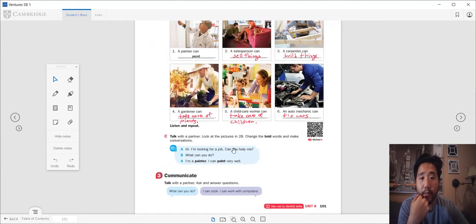So let's do an example. I'm going to do number 2 and number 5. So for number 2, this is how the conversation would go. Hi, I'm looking for a job. Can you help me? What can you do? I'm a salesperson. I can sell things very well. See, we're just replacing the occupation and their action or what they do.